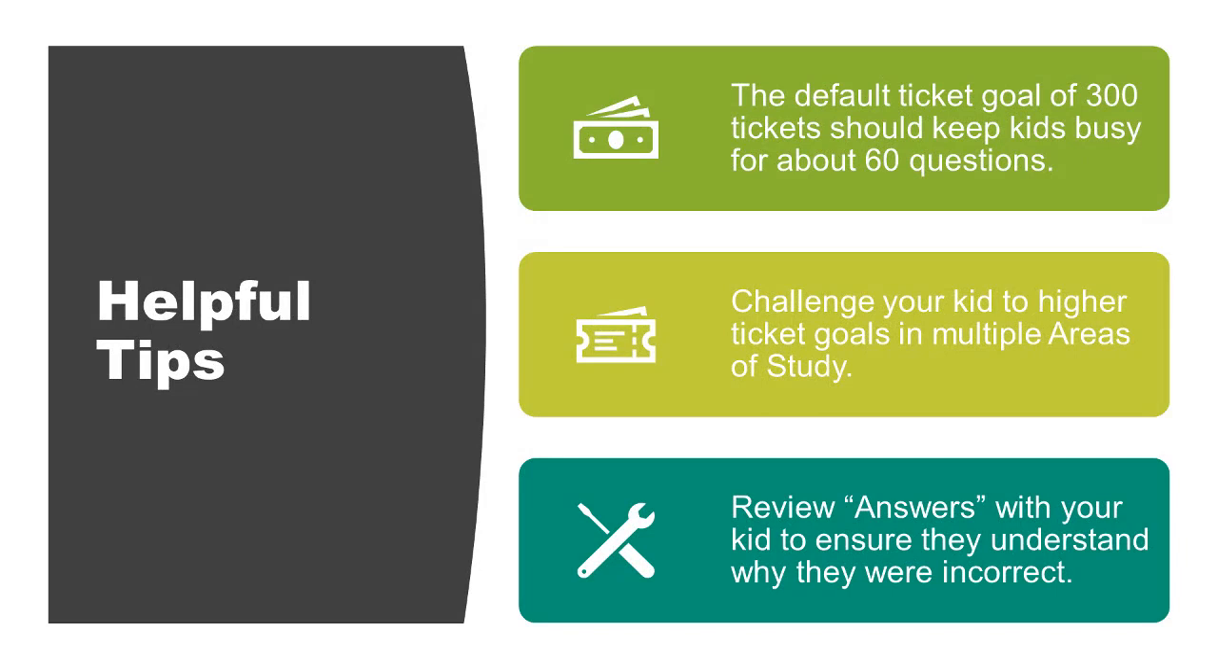We also have some helpful tips for parents. The default ticket goal of about 300 tickets should keep kids busy, or about 60 questions. Now you can always challenge your kid to higher ticket goals, especially in multiple areas of study. Can your student get 200 tickets for math, 200 tickets for ELA, and 200 tickets for science? Lastly, you want to review the answers section with your kid to understand why some questions they received were correct and why some were incorrect. If you have them correct their incorrect answers, that might give them some insights as to where they are making their mistakes.